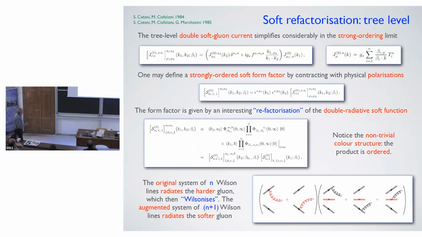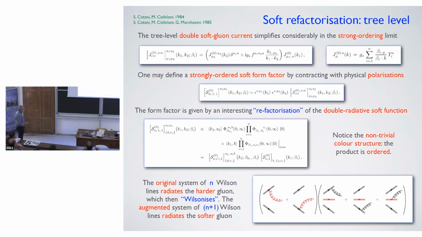So anyhow, if you look at the strong ordering limit of the double soft gluon current at tree level, it is simple. And so you ask yourself, what does it mean at the level of these Wilson line correlators? I translate that by hitting it with polarizations. And so what happens is that the double radiative Wilson line correlator in the strong order limit refactorizes in a very simple and nice way, which is easily generalized.